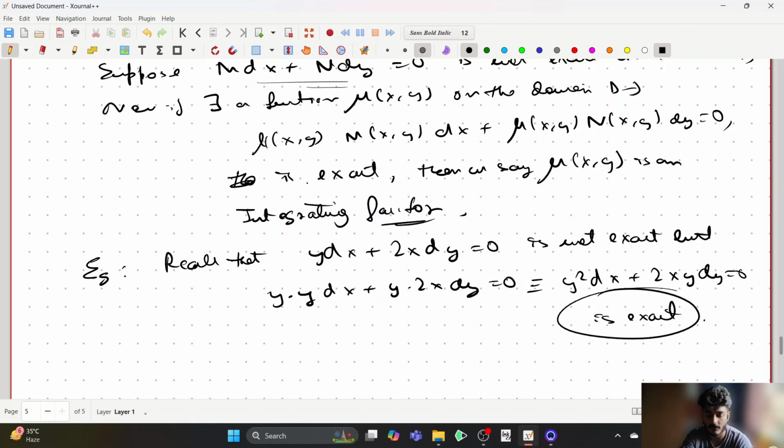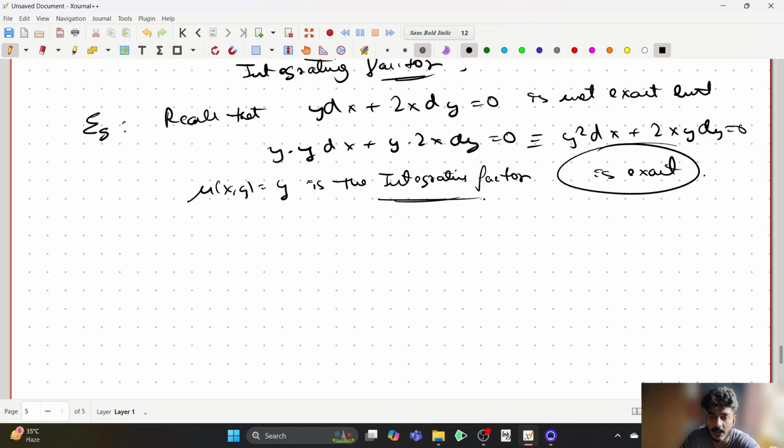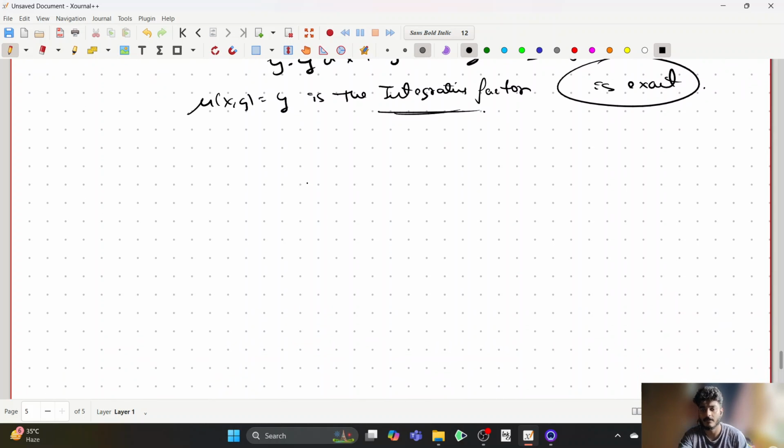Clear? Got it? Fine. So in this case, we will say that y is the integrating factor for M(x,y). Clear? Got it? Okay. Now suppose we are given a function whose integrating factor we are not able to find. One of the ways to examine an integrating factor is of this form.